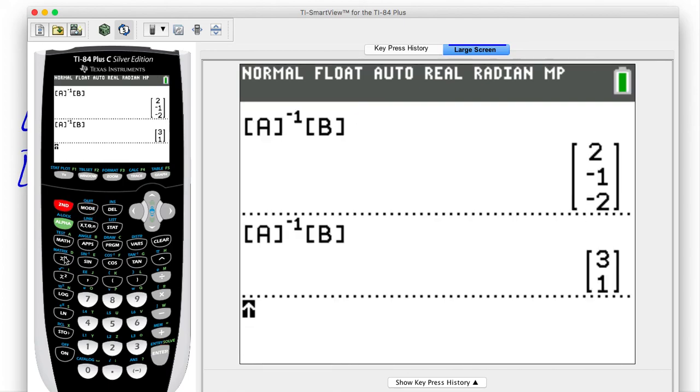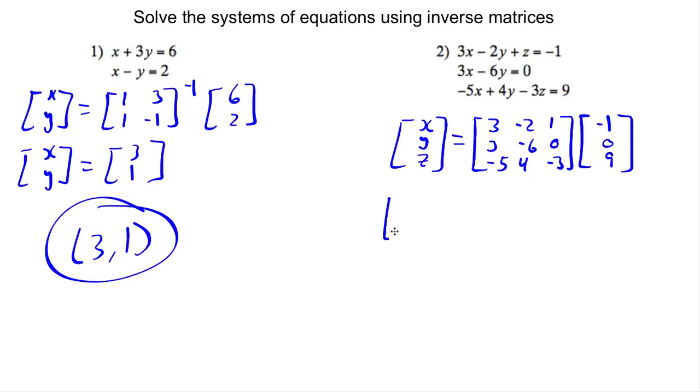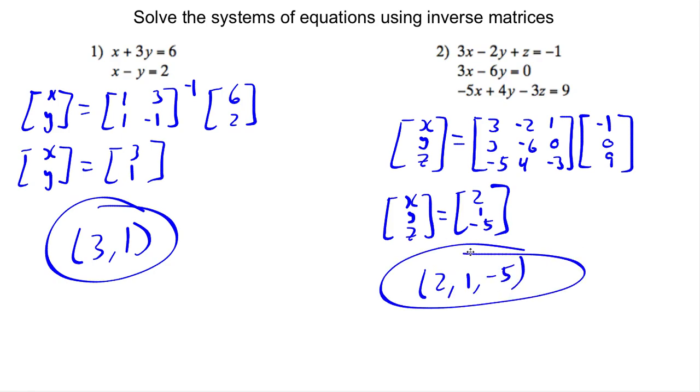So all I have to do is say, all right, I'm going to have matrix C and take its inverse, and I'm going to multiply that by matrix D. 2, 1, negative 5. So that means that x, y, z is equal to 2, 1, negative 5. Yep. So 2, 1, negative 5, that's our answer. We can go back and check this, and if you want to, you can check it out. But that's exactly what we need to do. So check this out. Be familiar with your calculator, get some good practice in, and we will review in class.